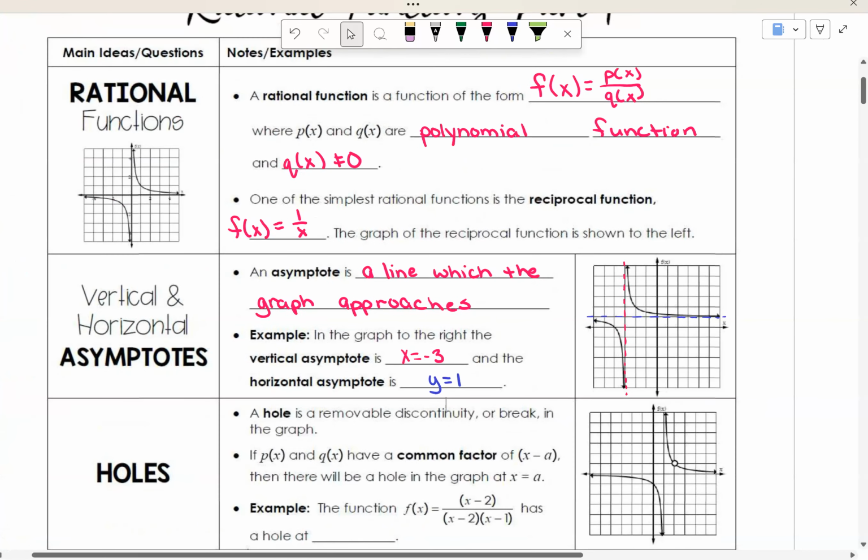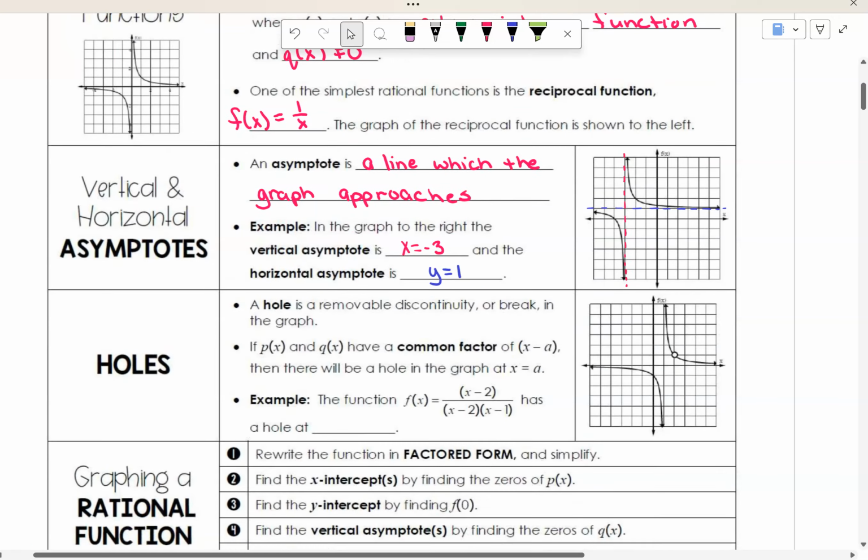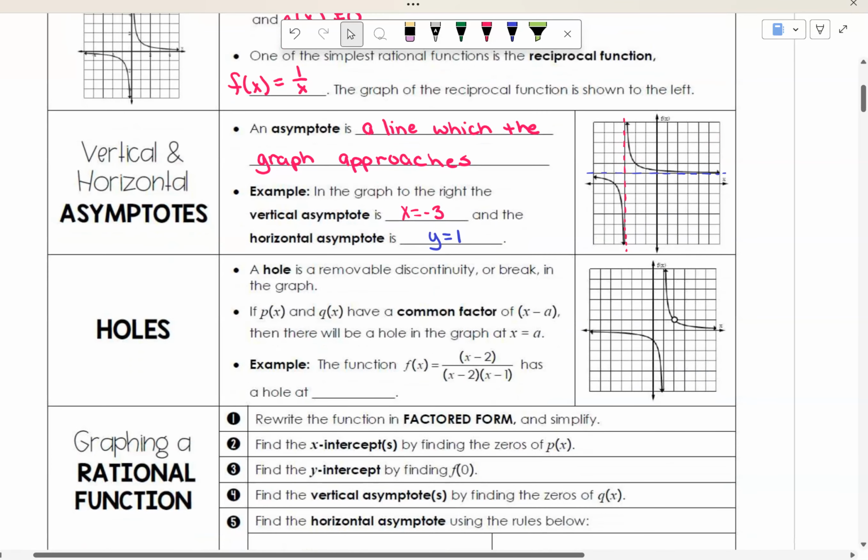Okay, so I'm going to zoom back out. So that's what vertical and horizontal asymptotes are. And of course, I will help you find them in just a second. So the next thing is a hole. So a hole is like a vertical asymptote, but it only happens in that one spot. So the easiest way to look at it is you want to find a common factor.